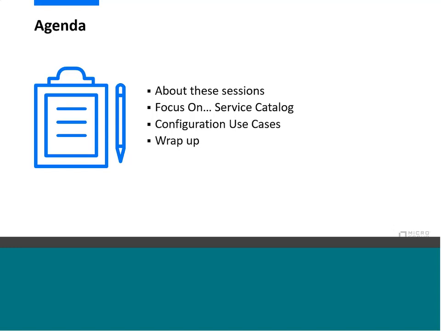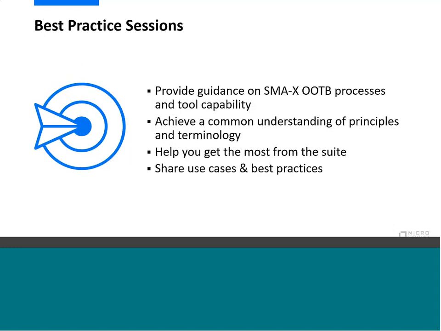Okay, so just to cover off our best practice sessions, what we're trying to do here is provide guidance on what comes with the out-of-the-box processes and tool capability. So you understand how the tool's set up, how it's designed to work, and how you can potentially utilize that with your implementations. As part of that, we want to achieve a common understanding of the principles and terminology. So, what do we mean when we talk about a catalog offering? What do we mean when we talk about service definitions, etc.? That also helps us all be on the same page as we start to go through some of those use cases.